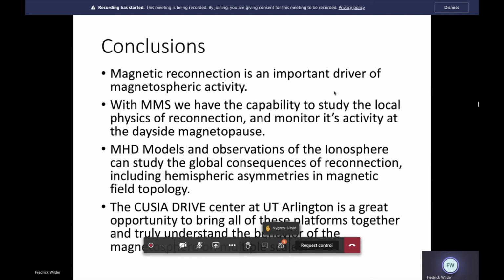So Dave Nygren has a question. So Dave, you can unmute yourself. Hi there, Rick. I have a question because I'm a naive particle physicist. Once you understand these asymmetries and reconnection, what should a naive person like me conclude? I mean, what level of understanding has really been achieved?